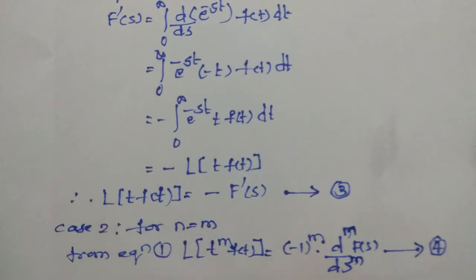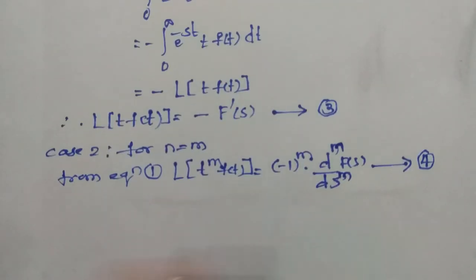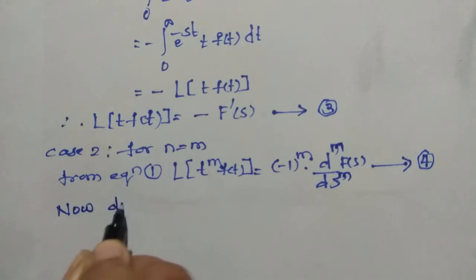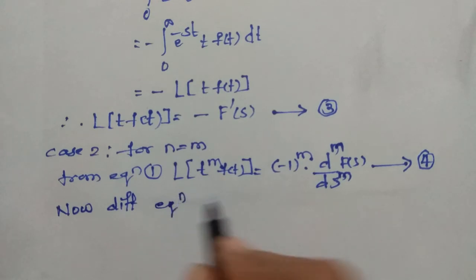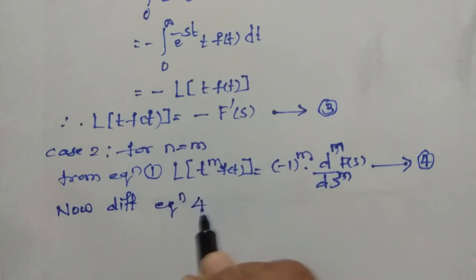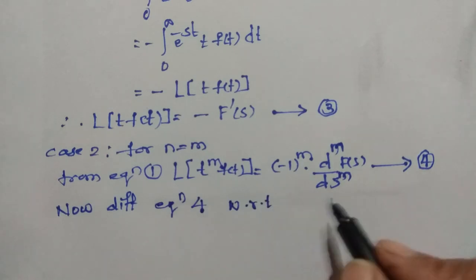Now we go for the last case, that is n equals m plus 1. So how to find m plus 1? Now differentiate equation 4 with respect to s.